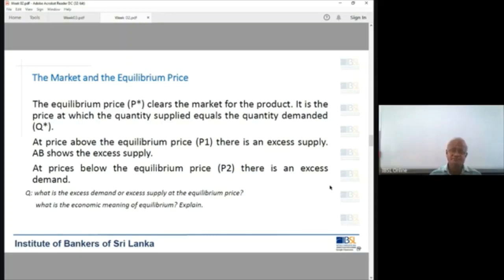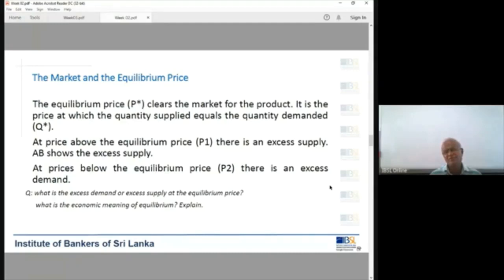Equilibrium price, very important. The equilibrium price clears the market for the product. It is the price at which the quantity supplied equals the quantity demanded. With a downward sloping demand curve and an upward sloping supply curve, the point of intersection of the demand and supply curves gives the equilibrium price and equilibrium quantity.